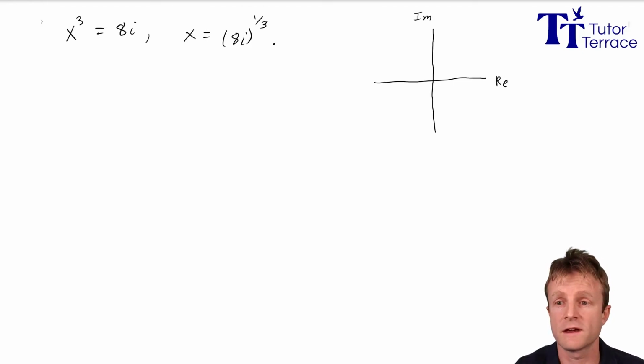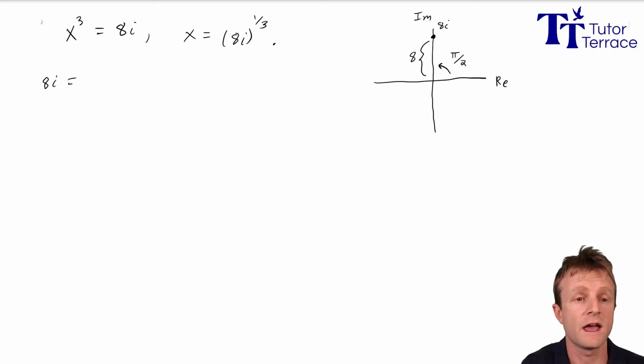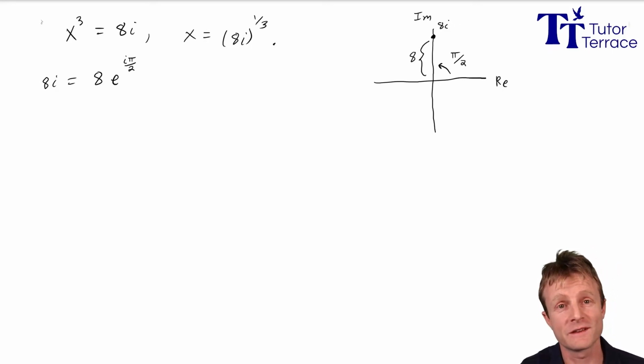We think about it on the complex plane and we plot it. In this case, 8i is up on the imaginary axis since it's purely imaginary. And we see how far it is from the origin, in this case 8. And we see what angle it lives at from the x-axis, in this case pi/2. And so we can write 8i as 8, its distance from the origin, times e to the i pi/2.